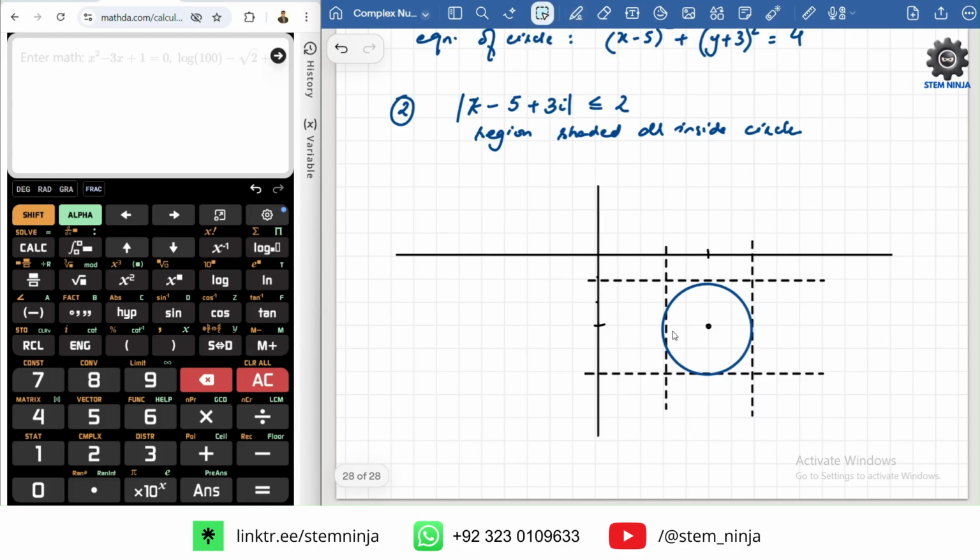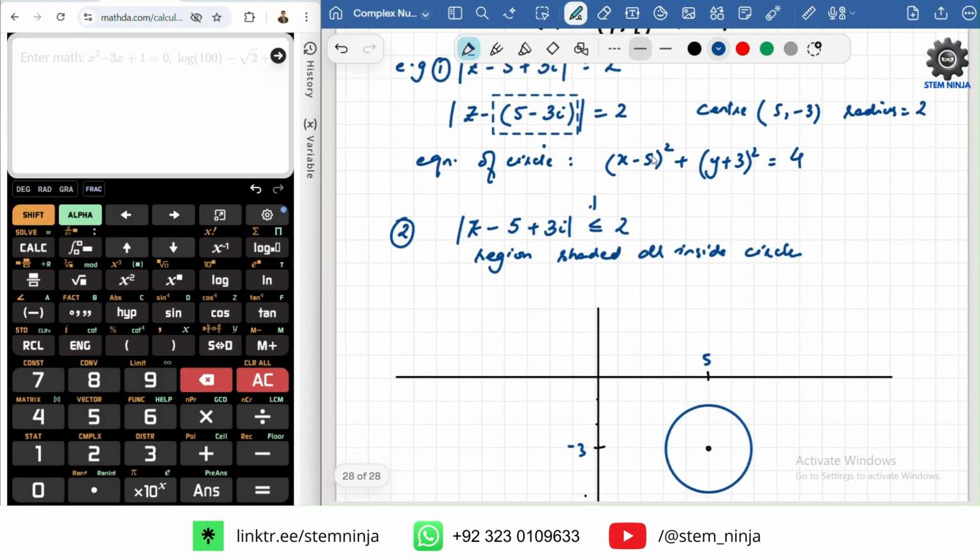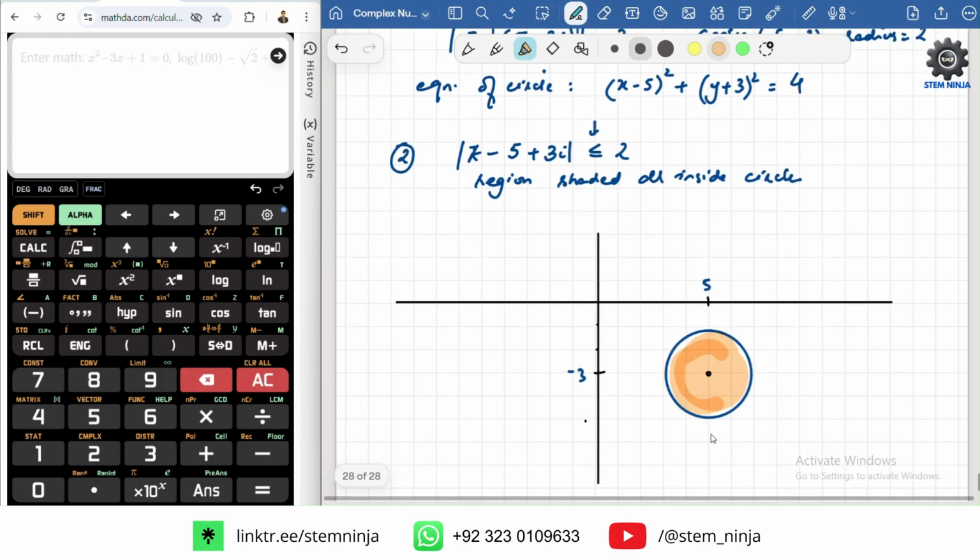Right. Okay, so now let's adjust it. Somewhat like this. Okay, so now we can delete these guiding lines. We can keep them also, doesn't really matter. So this is your 5 and this is your minus 3. Now, if this is less than or equal to 2, we would shade all the region under it. That would be the answer for this.